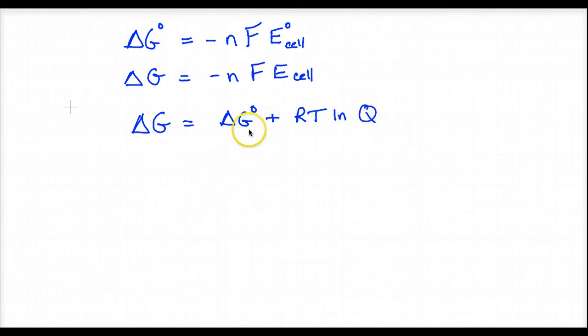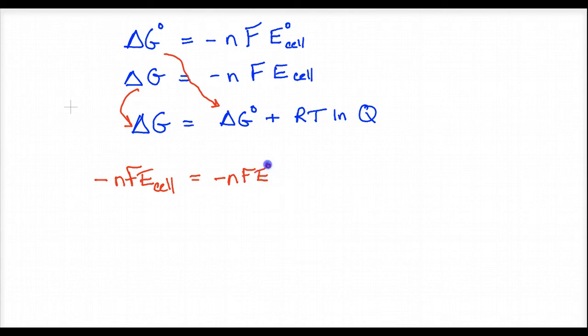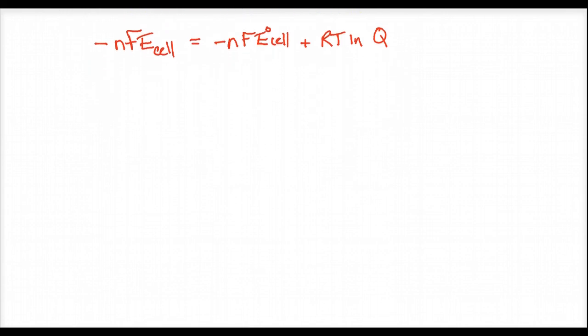So now I'm simply going to plug in the values for the non-standard and the standard here. What that gives me is negative nF E of cell, non-standard, equals my standard, negative nF E0 of cell, plus RT ln of Q. All right, now we're going to solve for non-standard E of cell. That's what this is about.